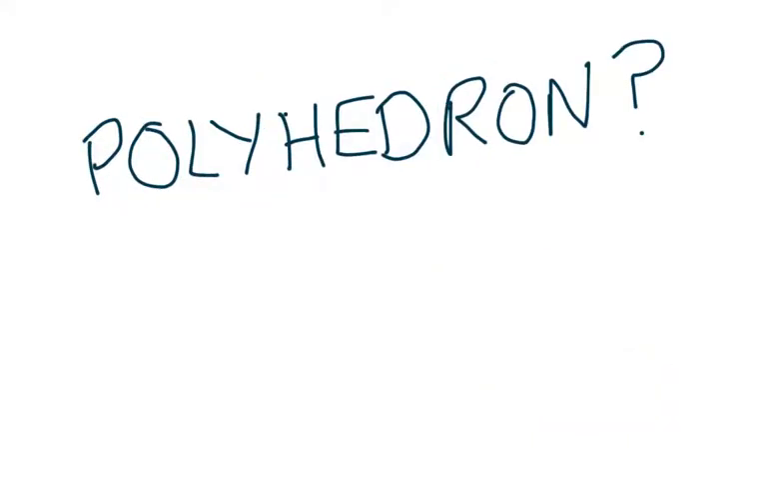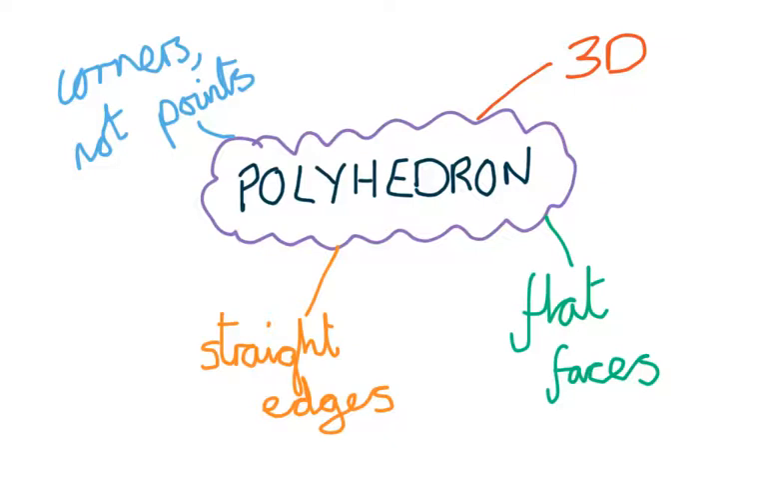So today we're going to be looking at this word, polyhedron. Do you think you can work out what a polyhedron is? A polyhedron is similar to a polygon, except this time we're looking at 3D. So it's like the 3D equivalent of a polygon. Polygon is 2D, polyhedron is 3D. And similarly to a polygon having straight sides, the polyhedron has to have straight edges and also flat faces.